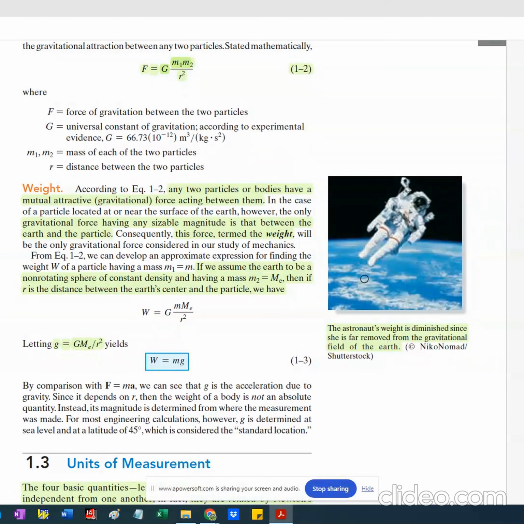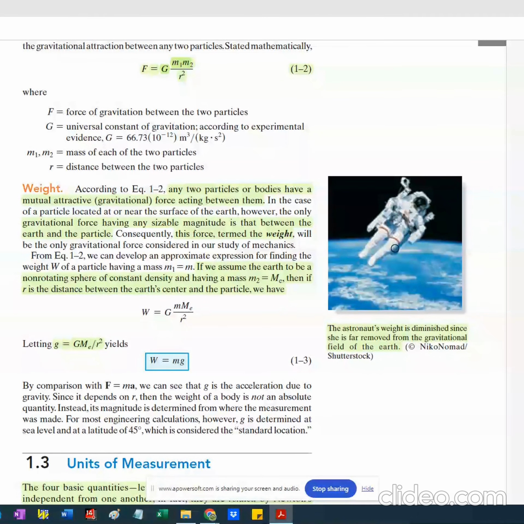Here it shows an astronaut spacewalking. You can see the Earth's curvature. So it says here her weight is diminished since she's far removed from the gravitational field of the Earth. You experience weightlessness on the International Space Station, or during orbiting of space vehicles, like the space shuttle. But that's for other reasons.